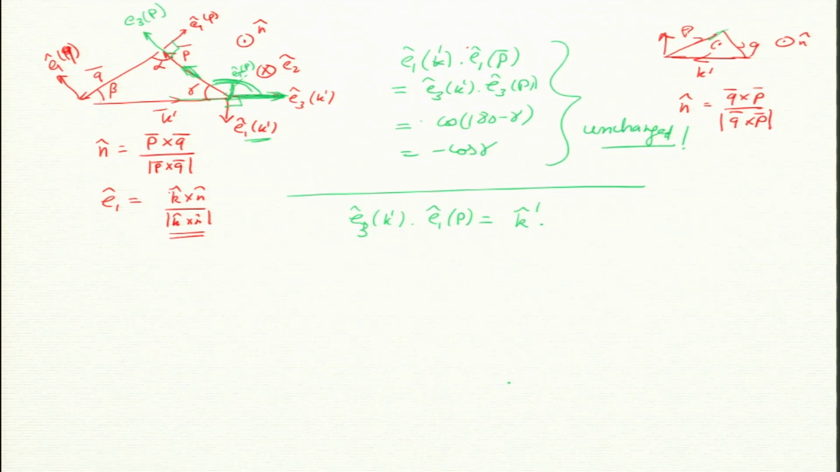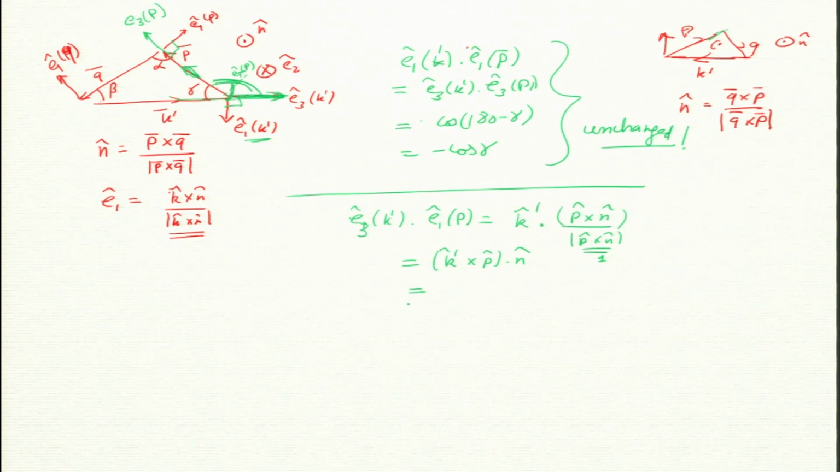Now E1, I am going to use my formula, which is p cross n unit vector divided by the modulus of p cross n, but this is 1, 90 degrees and it is 1. Now k prime dot p cross n, I will write this as k prime cross p dot n.